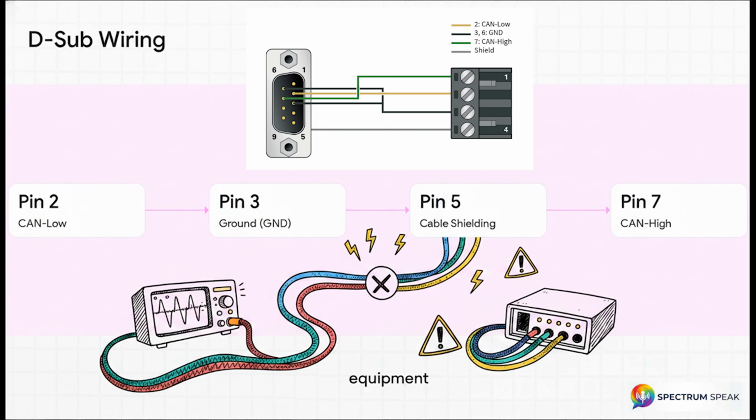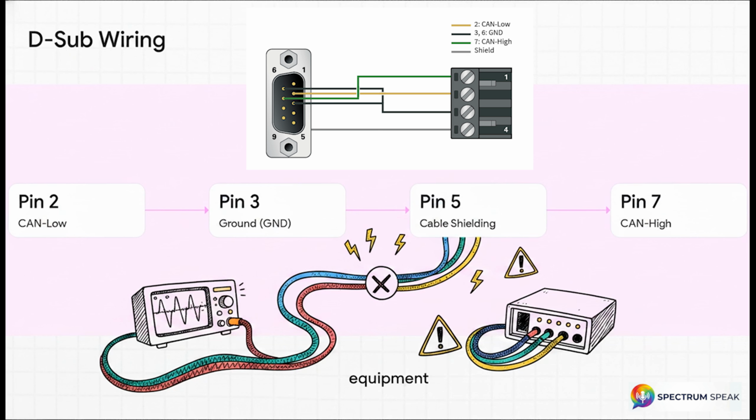Let's do a quick walkthrough of the actual wiring. If you're wiring up a bus analyzer or an oscilloscope to this connector, you really must methodically map your connections to the standard. Pin 2 is always CAN low. Pin 3 goes directly to ground. Pin 5 is for your cable shield. And Pin 7 connects to CAN high.